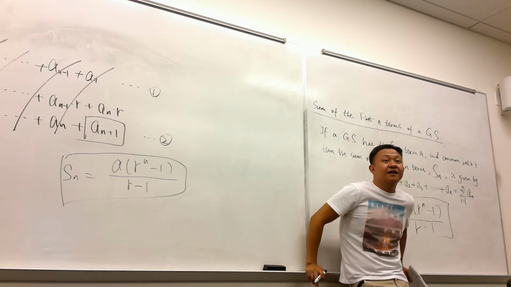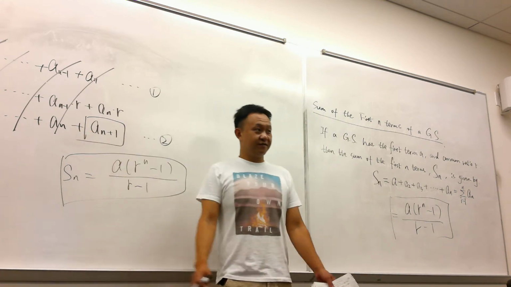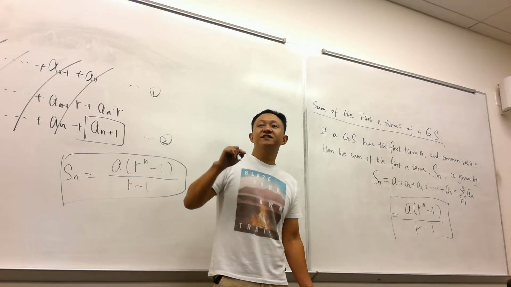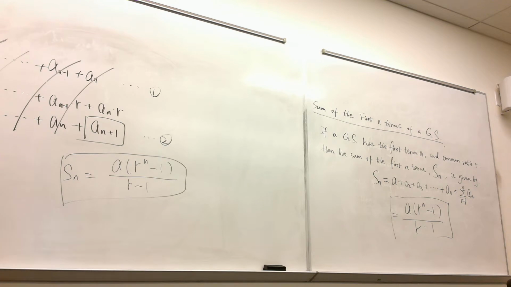And guys, I can give you another heads up. For both of these 2 formulas, you don't need anything else. You just need 2 things. One is the first term, and the other is the common ratio. For any geometric sequence, as long as you know the first term A and the common ratio R, you know everything about it.